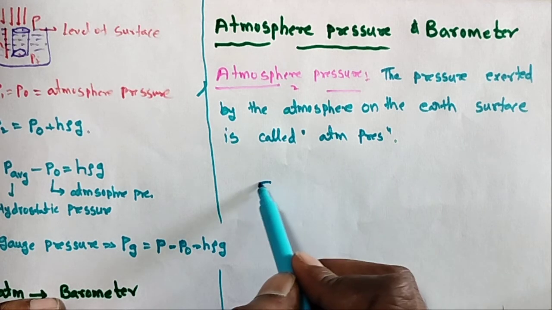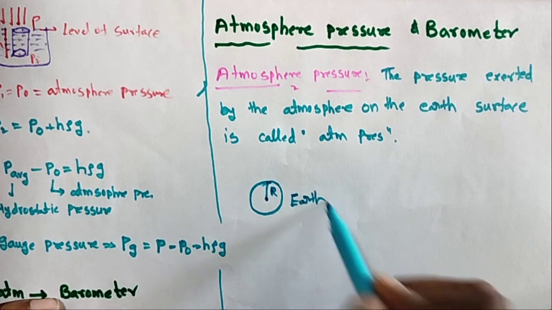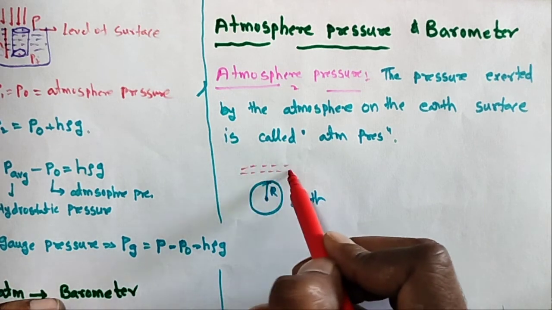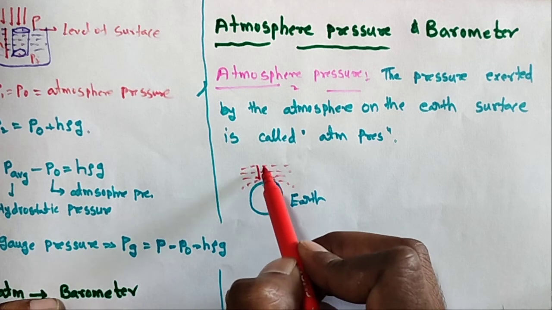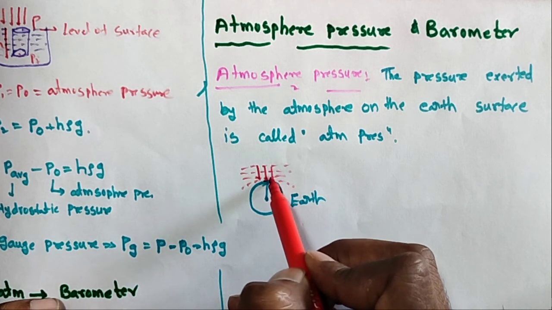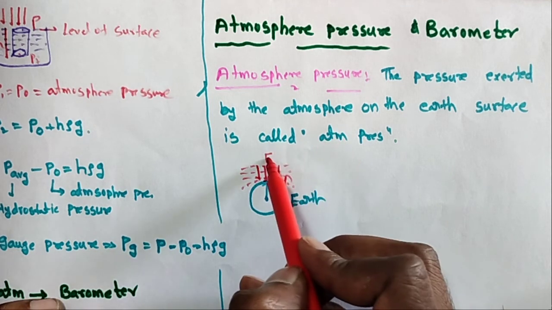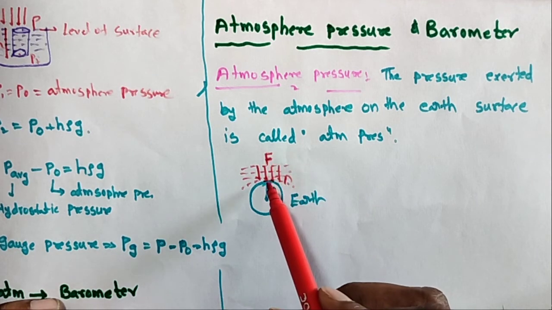Here let us take this is our earth, with radius r, and the earth has some atmosphere. This is the whole atmosphere of the earth. Due to the atmosphere, a force, the air force, is acting on a particular unit area. The force acting on this unit area gives the atmosphere pressure.